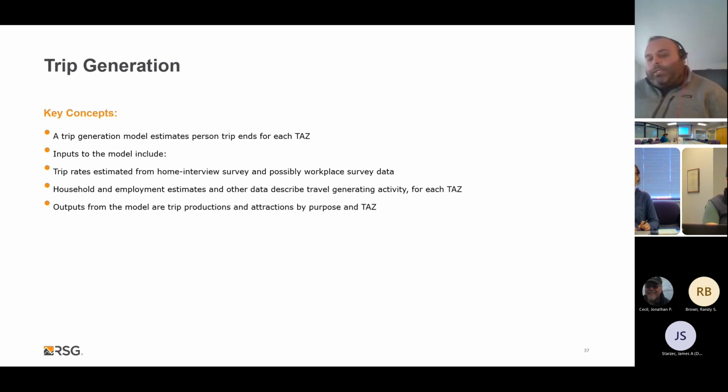And so one of the ways that you could test this, right, you could estimate different models based off of different market segmentation criteria. And you could do it by age, you could do by income. And you could test to see how well those market segmentations actually produce, estimate and replicate the observed travel characteristics.